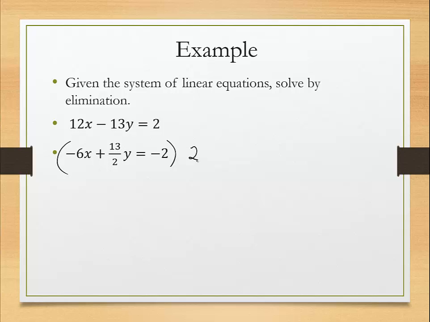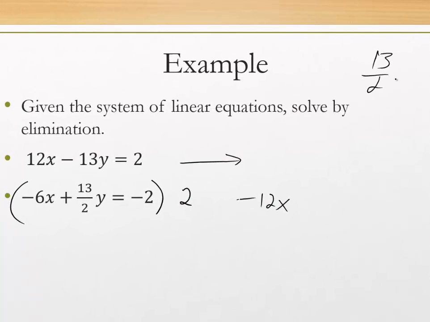And then we can go ahead and figure out what we need to multiply by to cancel stuff out. So let's go ahead and get rid of it. Let's distribute that 2. We'll go ahead and get 2 times negative 6x is negative 12x. 2 times 13 over 2, 13 over 2 times 2, the 2's cancel, so we're left with 13. So then plus 13y equals 2 times negative 2 is negative 4.